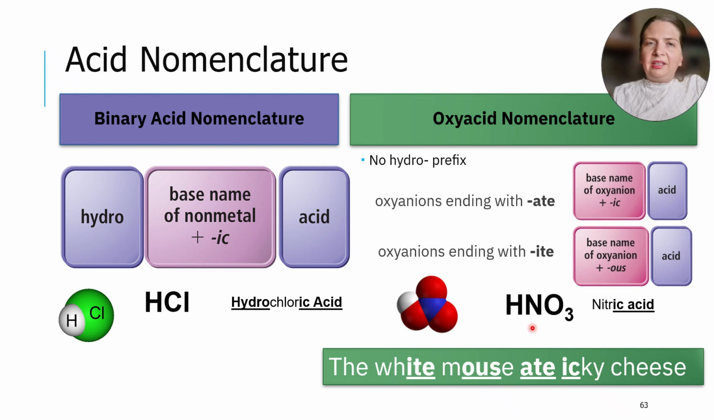HNO3 is an oxyacid because it begins with hydrogen and it contains oxygen. The anion in the compound is nitrate, NO3 with a 1 negative charge. Since nitrate ends with ATE, it changes to IC, making the name of HNO3 nitric acid.